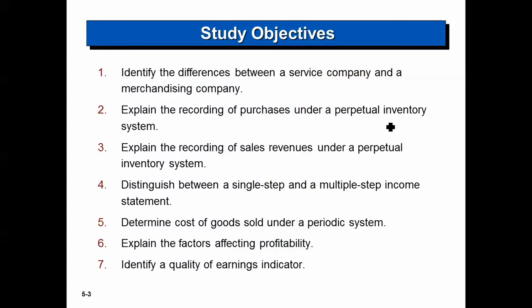Now, the study objectives here. Identify the differences between a service company and a merchandise company. Explain how we record the purchases for a merchandise company under the perpetual inventory system. Explain how we record sales under a perpetual inventory system. And then distinguish between a single step and multi-step income statement. Determine the cost of goods sold under the periodic system.